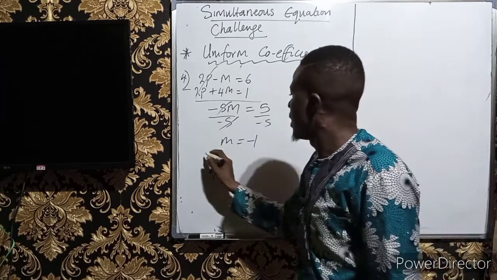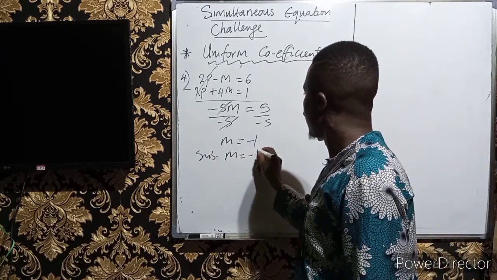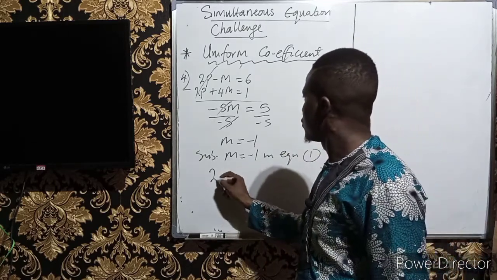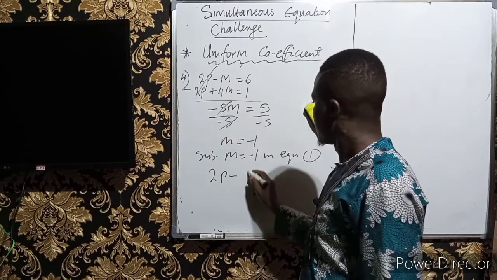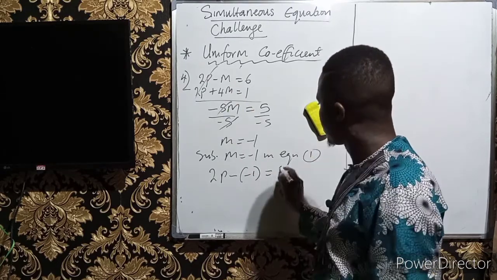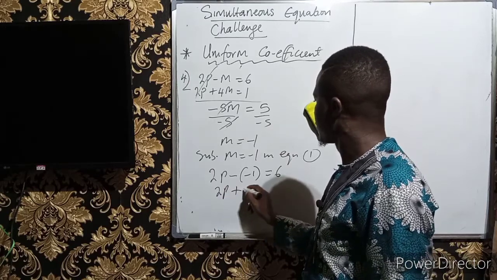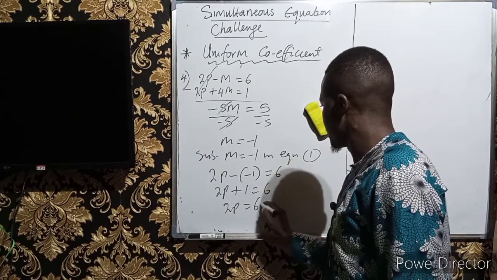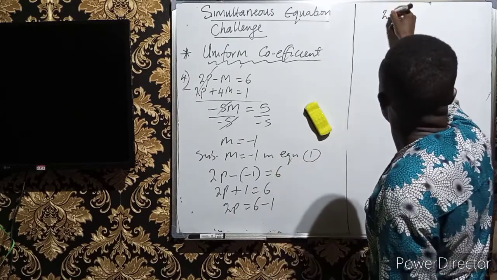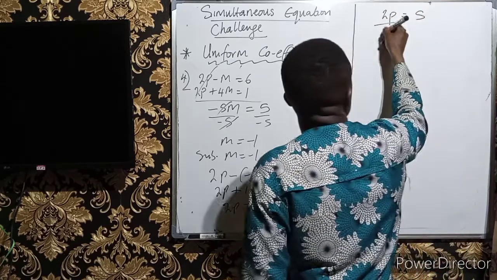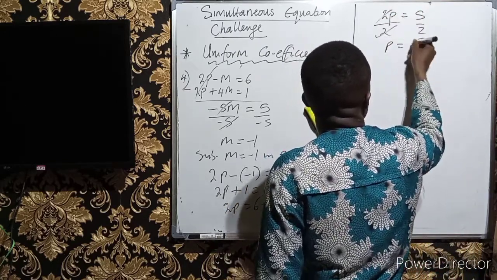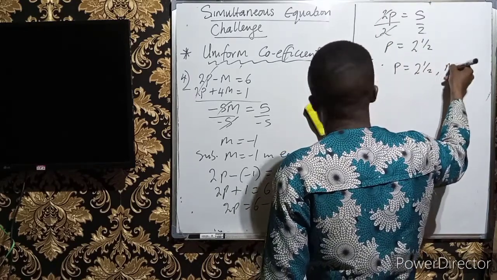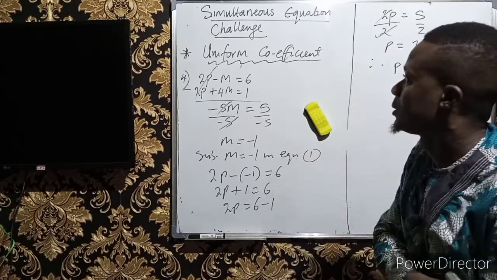If m is minus 1, I will have to substitute m equal to minus 1 in equation 1 again. So I now have 2p minus m, I'll put minus 1, equals 6, and minus minus turns to plus, equals 6. So I will now have it as 2p equals 6 minus 1. Then 2p will give us 5, divided by 2. So p will give us 2.5. So therefore p is 2.5, and m is minus 1.